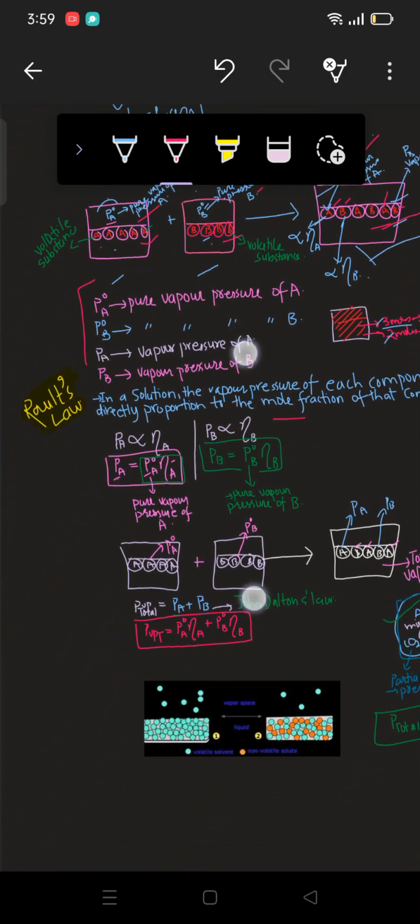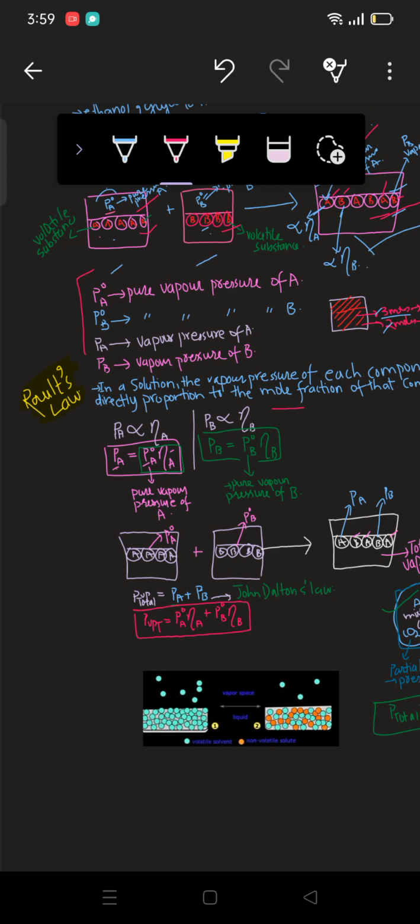And then we applied John Dalton's law to actually get the total vapor pressure of the container, right? Initially we found their partial vapor pressures. We found actually their vapor pressure, but we call them partial vapor pressure since they were mixed with each other. Pure vapor pressure we called them since they were alone, right? But now they aren't alone, they are in a container with each other. So that's why now we have to call them partial vapor pressure.